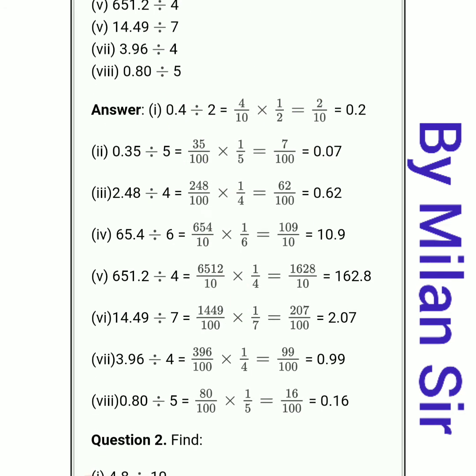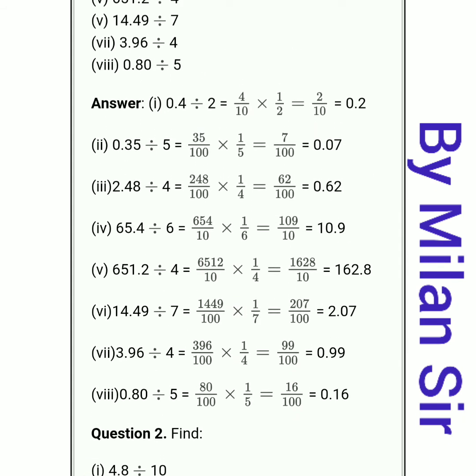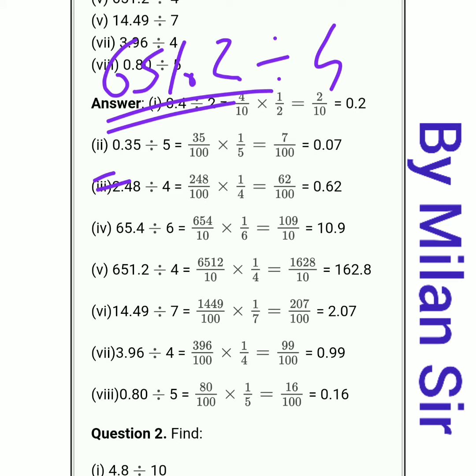Then question number 5. 651.2 divided by 4. First of all, ignore the decimal point, so 6512. After the decimal point we have only one digit, so in the denominator we need to put 10, before that 1, it means 10. So 6512 divided by 10.